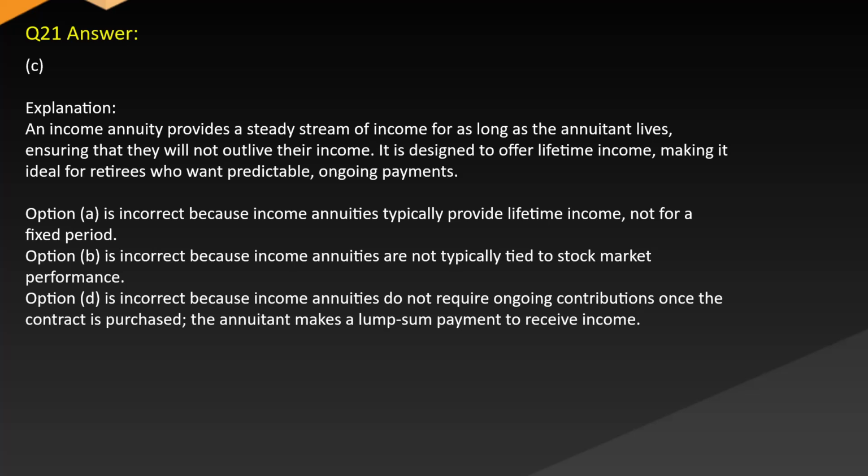Answer C. Explanation. An income annuity provides a steady stream of income for as long as the annuitant lives, ensuring that they will not outlive their income. It is designed to offer lifetime income, making it ideal for retirees who want predictable, ongoing payments. Option A is incorrect because income annuities typically provide lifetime income, not for a fixed period. Option B is incorrect because income annuities are not typically tied to stock market performance. Option D is incorrect because income annuities do not require ongoing contributions once the contract is purchased. The annuitant makes a lump sum payment to receive income.